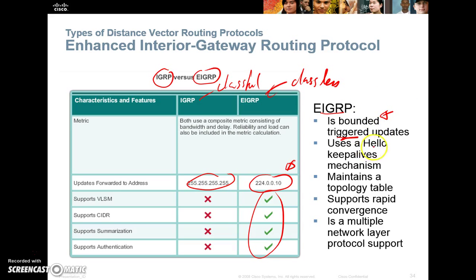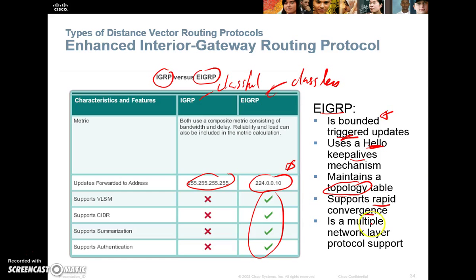EIGRP also uses a hello keepalive mechanism between the neighbors. They just send hellos to each other to make sure that they are alive, because now it's a triggered update. So if after a while there are no updates, they need some kind of mechanism to make sure that the neighbor is still alive. EIGRP also maintains a topology table of all their neighbors and the routes advertised by the neighbors. It supports rapid convergence, so it converges much faster than RIP.